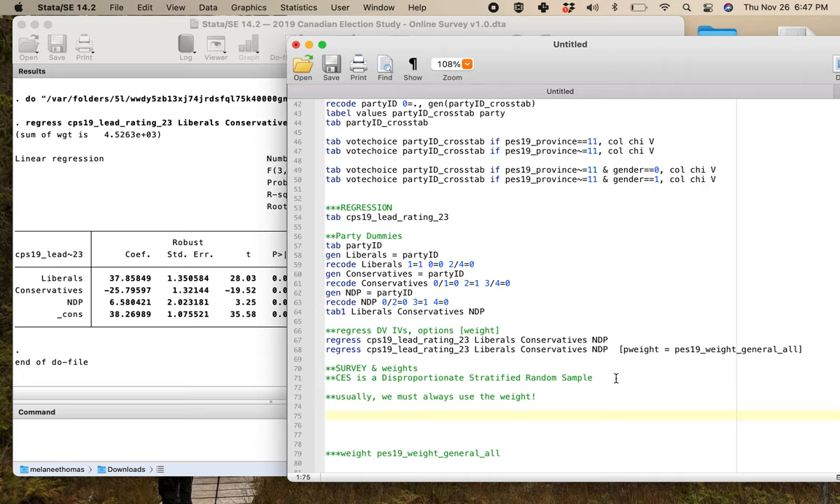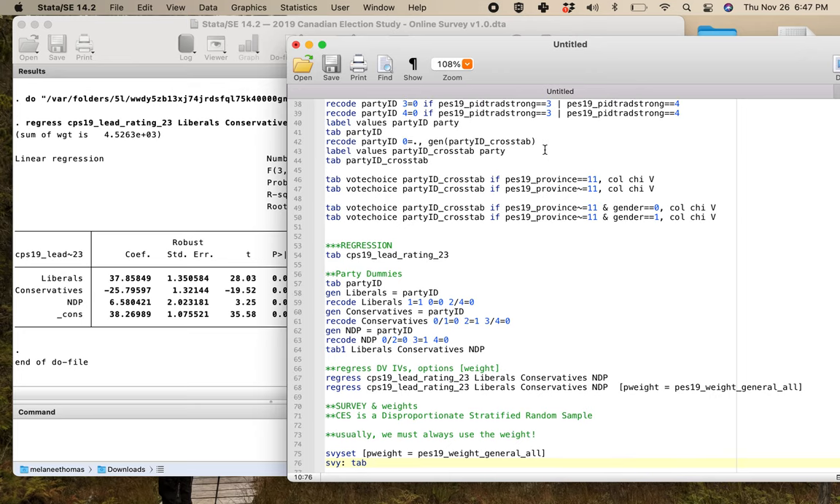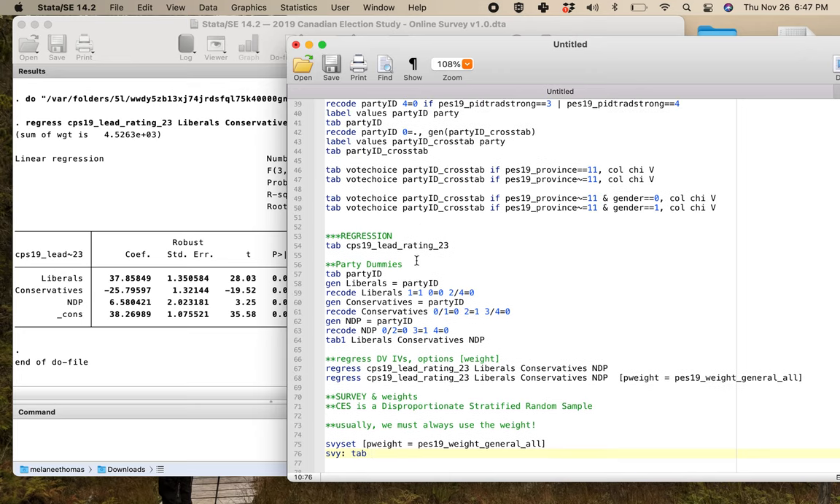So how would we use this with a crosstab? You can use a command called svyset, and then it would again be the same thing: pweight equals this. And then you just do svy tab. And here I want to do, where is it? Vote choice. Here, I'll just do my party ID vote choice thing. Okay.